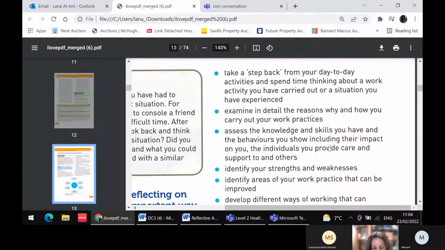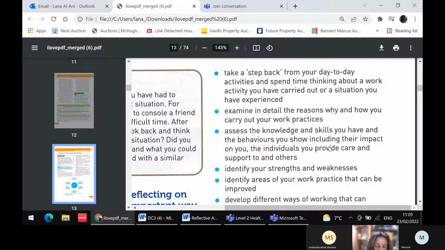So first of all, you take a step back, think about your day-to-day activities, and think about what went well, what went wrong. Also examine the details, the reasons why and how you carried out your work practice, and assess your knowledge. So you will be thinking, was I handling the situation correctly? If not, do I have the right skills and knowledge to handle it better another time when I face the same complaint or same problem?